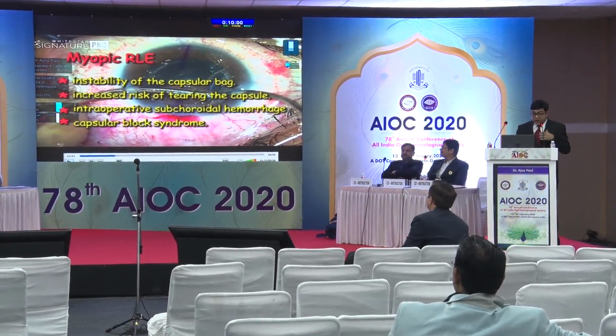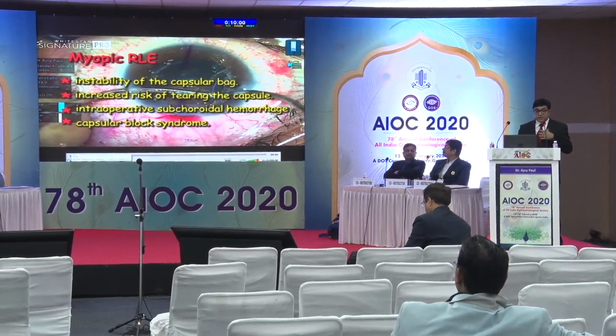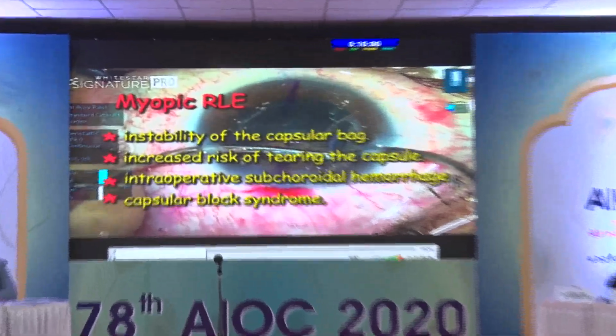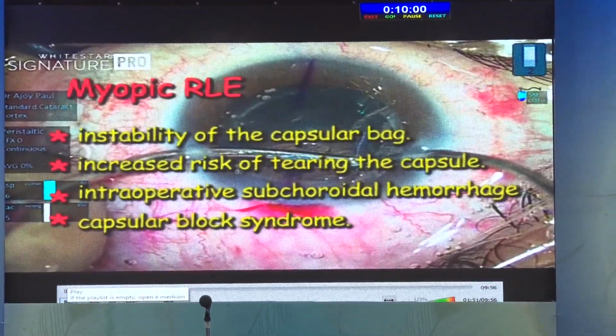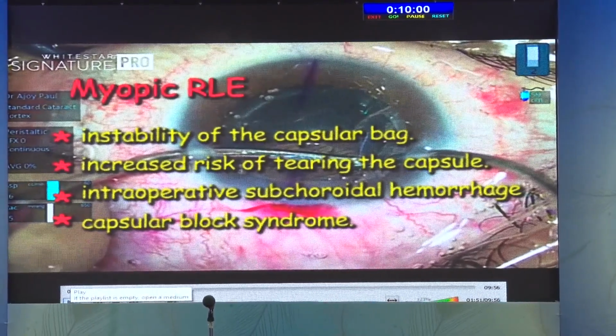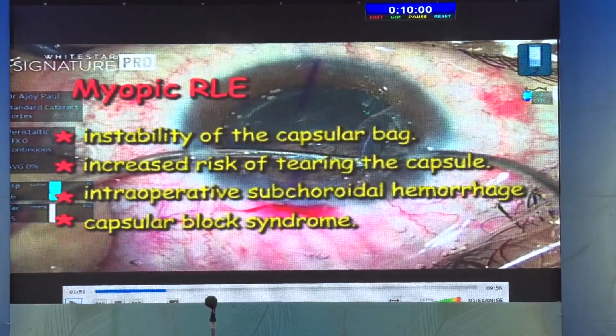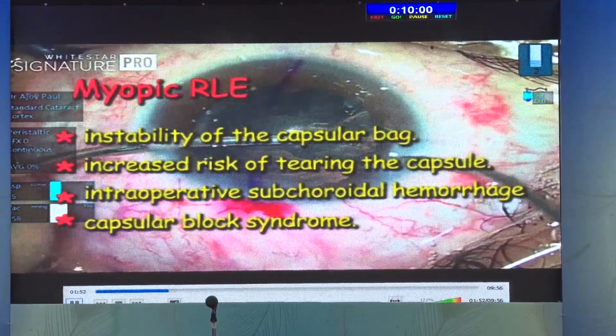So myopic RLE we are talking about is the instability of the capsular bag. That's the problem. The increased risk of PCR. In myopes, there is an increase of intraoperative or suprachoroidal hemorrhage. There is always a risk, and capsular block syndrome. Now this is the intraoperative risk that you have.